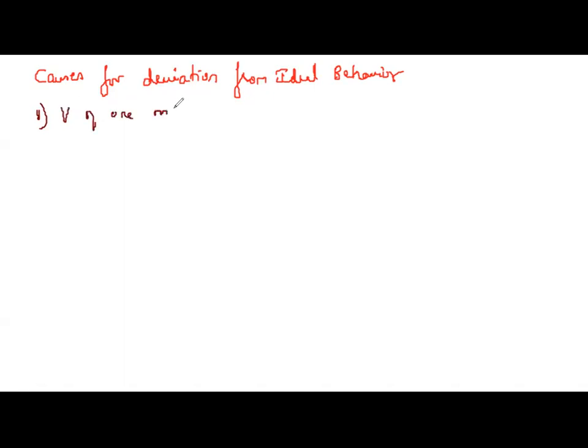Causes for deviation from ideal behavior. What are the causes? The ideal gas laws are derived from the kinetic theory of gases, which is based on two points. What are the two points? First point, I had told you to remember: the volume occupied by one molecule is negligible as compared to the volume of the entire gas. Second, this is a postulate of kinetic theory: molecules do not exert any force.